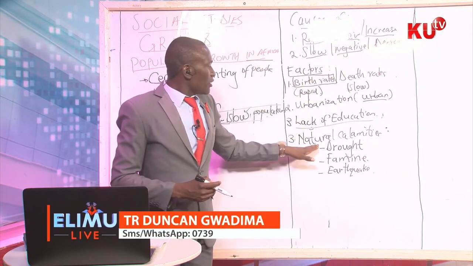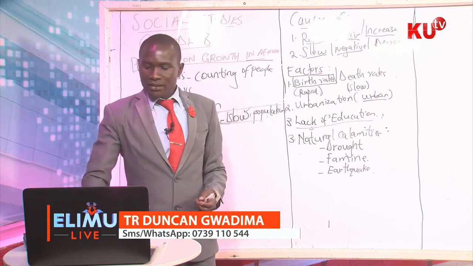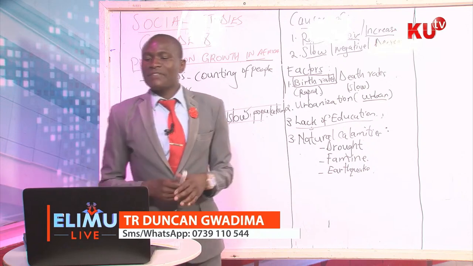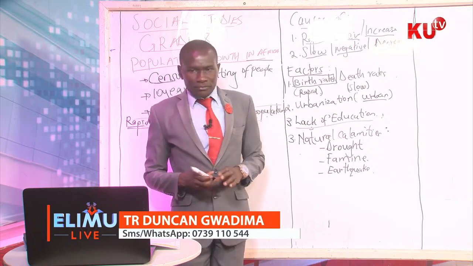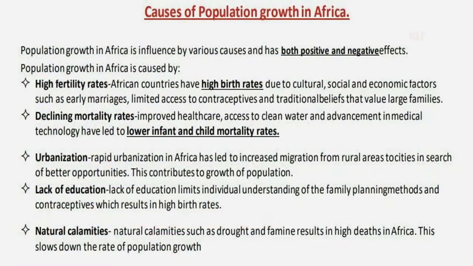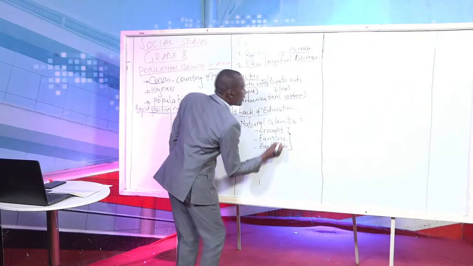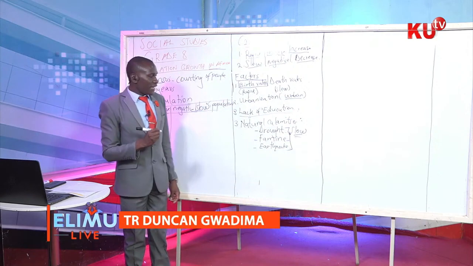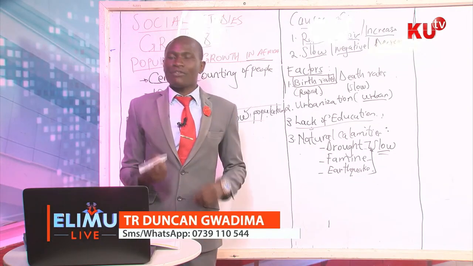Now, natural calamities such as drought, famine, and earthquake, how do they affect population? There is nobody who will wish to live in areas where we have drought, famine, and earthquake. So these natural calamities will slow down the rate of population growth in Africa.